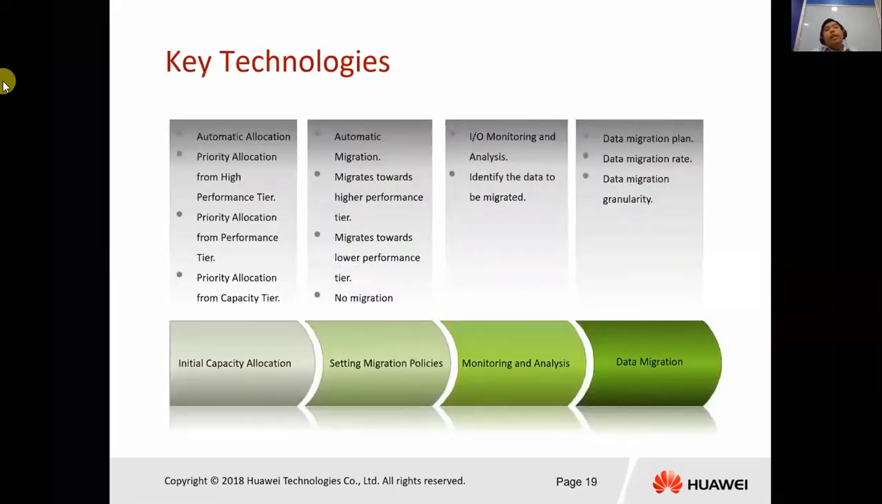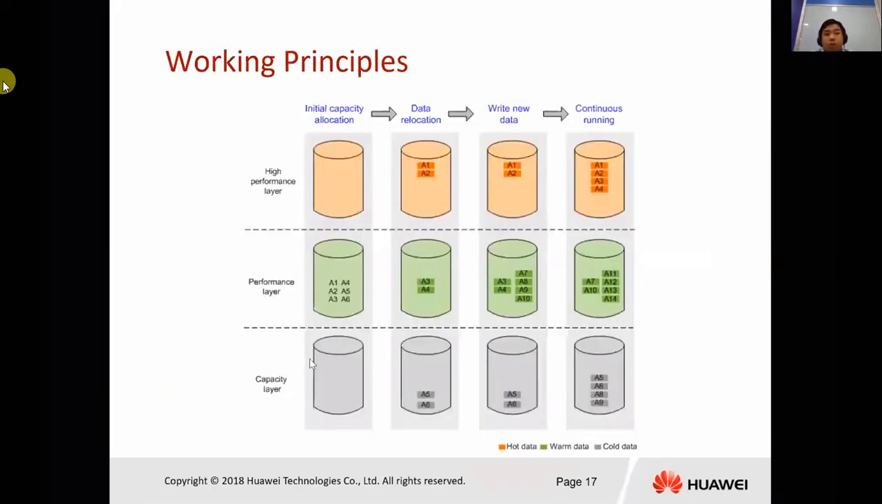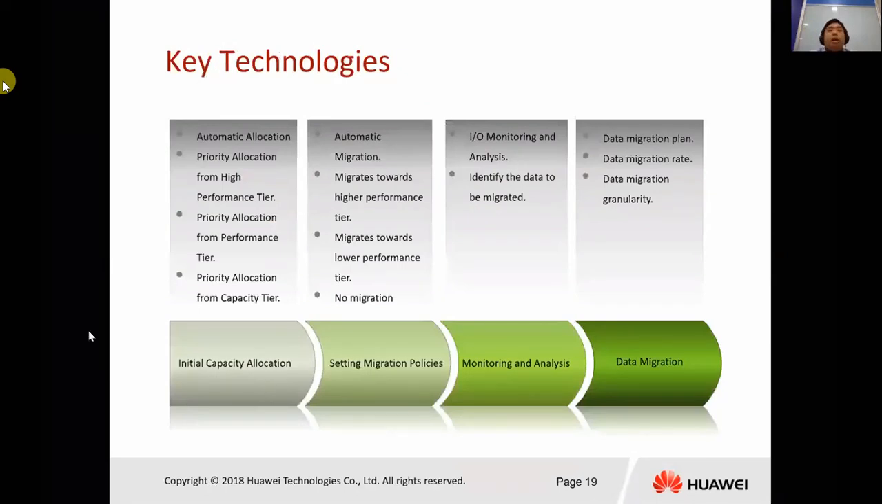Okay, so there are a few key technologies you need to know inside the smart tier. First of all will be the initial capacity allocation. So what does it mean? This means that when you want to store your data into this LUN, let's say that your LUN has SSD, SAS, and nearline SAS extents. You have these 3 extents over here. Which type of extent will you choose first?